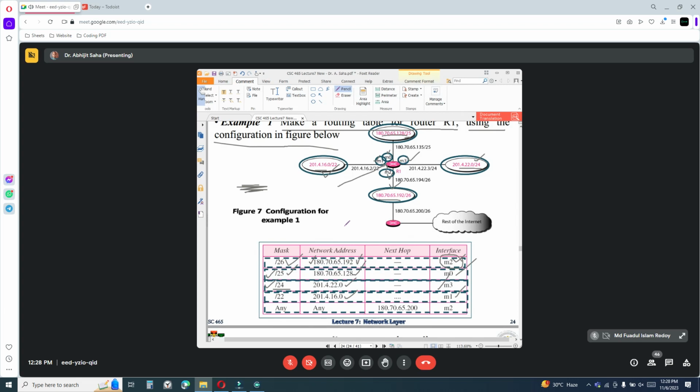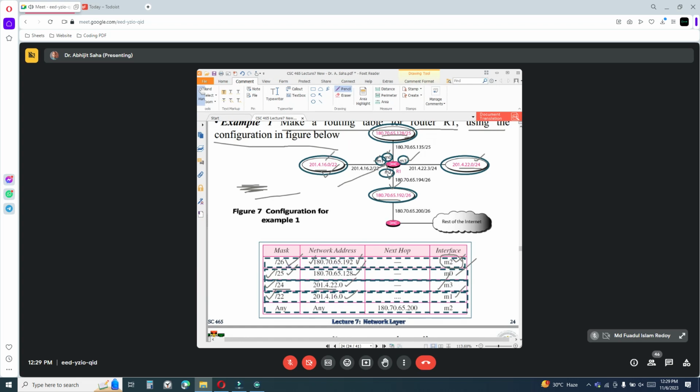Now 24 is applied to the packet destination address to find the network address, and it is checked whether the found network address matches this or not. If it matches, then the packet is sent through that interface to that network. If it is not matching, then slash 22 is applied to the packet destination address to find the network address, and it is checked whether it matches this or not. If it is matching, then it is sent using the M1 interface to the network.